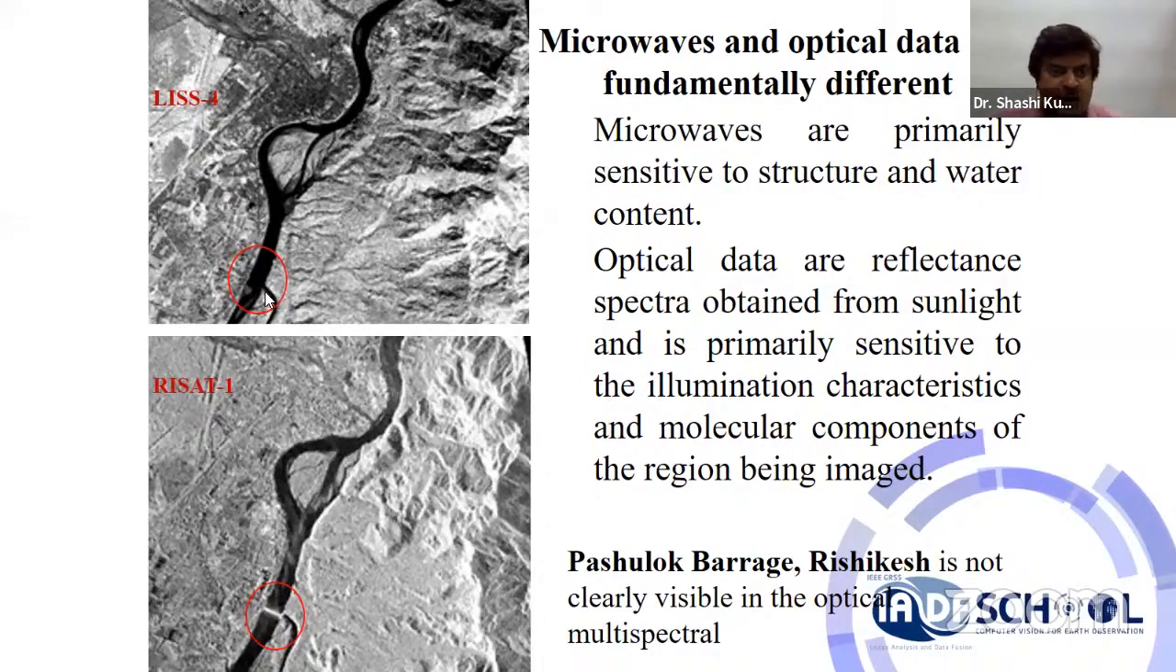Yes, so this barrage is not visible in the LISS-4 data set because the color information of the barrage is completely merged with the background water. But in the C-band SAR data set of RISAT-1, since the transmitted electromagnetic waves are interacting with the structure of the barrage, we are going to get high scattering, because the structure of the barrage is made of iron bars and concrete material. So they contribute very, very high scattering. That is clearly identified in the RISAT-1 data set, which was not visible in the optical multispectral data set.